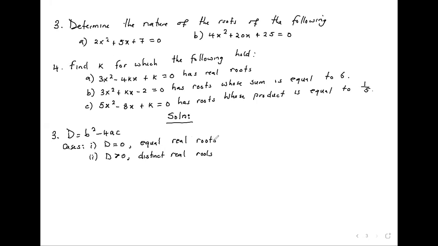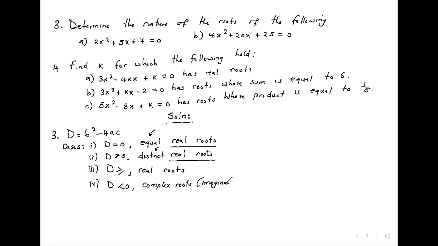Now we see something common. We have real, meaning the third case can actually combine these two. If we have greater or equal to, then we'll just leave out equal and distinct. We'll just say we're going to have real roots. The fourth case is if the discriminant is less than 0, then we have complex roots, which we call imaginary roots.